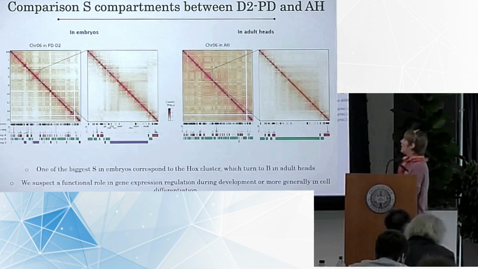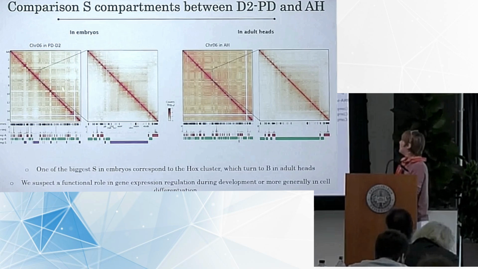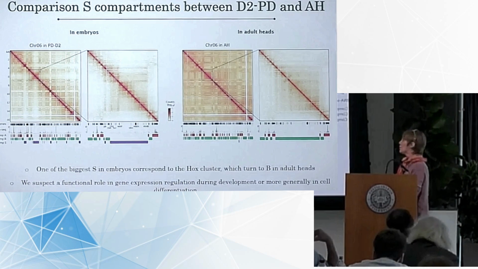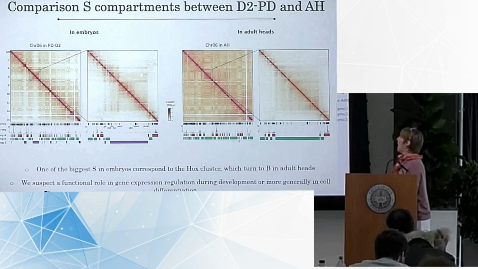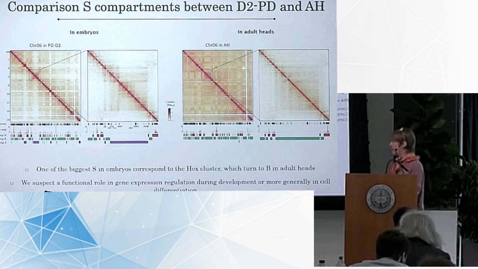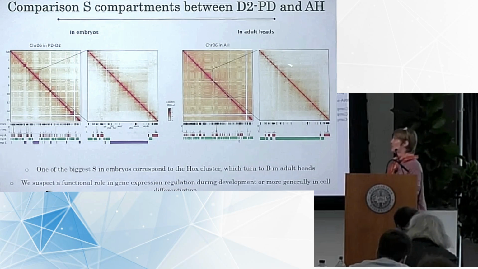To show another example of this, I put here one of the other really large S domains of the genome, on chromosome 6. We think this one is of particular interest because it corresponds to the Hox cluster in Bombyx. In embryos, we believe this Hox cluster is active and has a really important role. We can see again triangles, corner dots, etc. in the structure, while in adult heads, we lose most of this structure and gene expression.